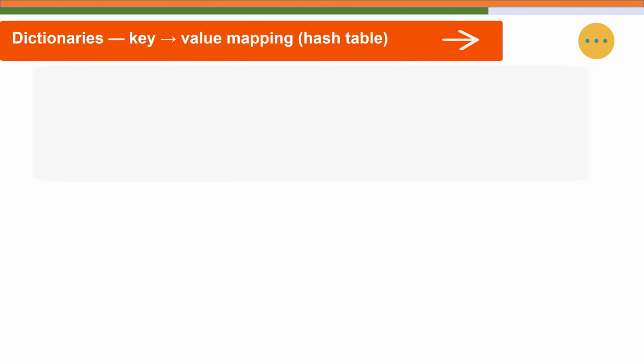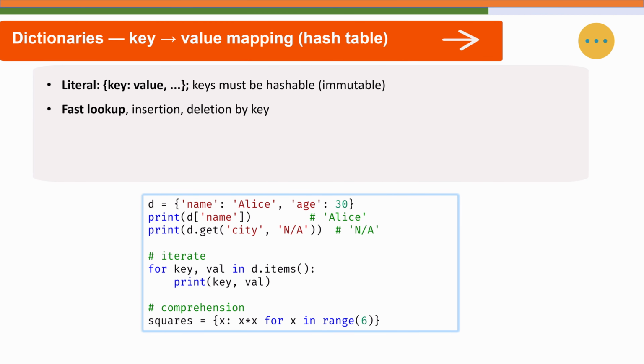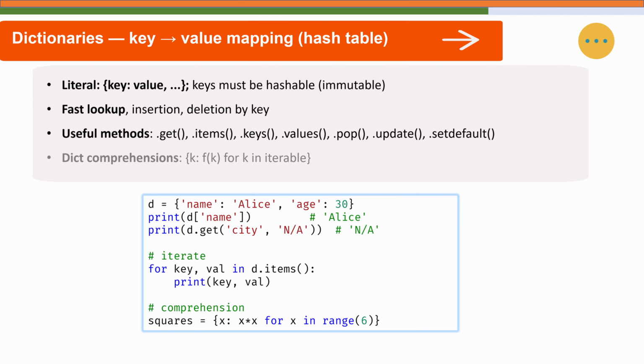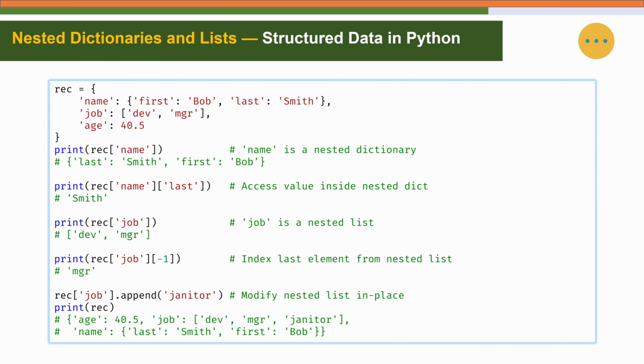Dictionaries map unique hashable keys to values. Keys are typically strings or tuples of immutables. Use d.get, and iterate with for k, v in d.items() to get both keys and values. Python dictionaries can store not only simple values but also other data structures like lists and even other dictionaries. So this lets us build rich and nested models that resemble real world records. For example, JSON structures commonly used in APIs.